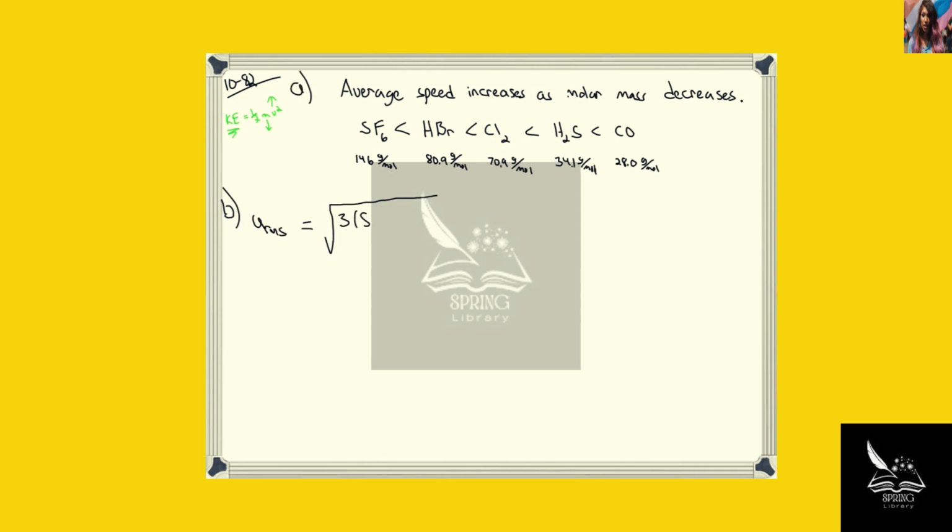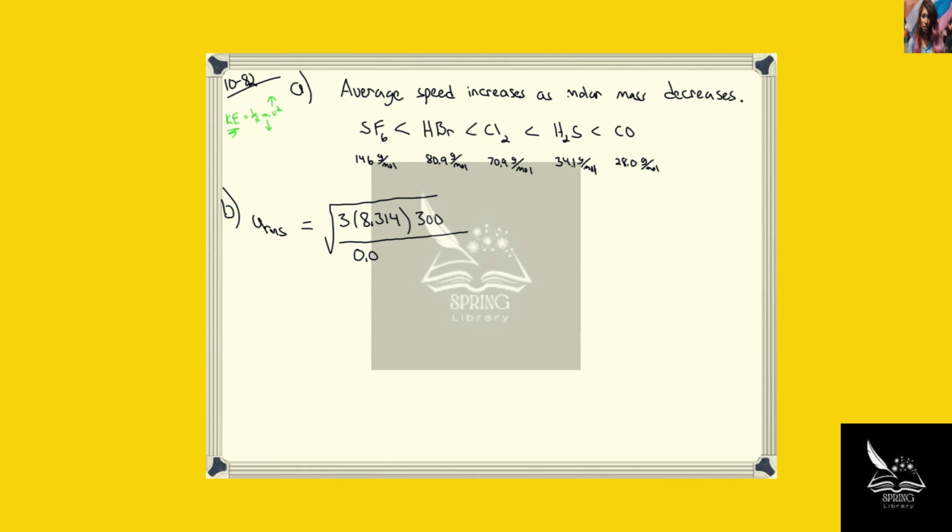Next, you're asked to calculate the root mean squared velocity for just CO and Cl2. So this is just an equation that is provided in your textbook. And the equation is the root mean squared velocity is the square root of 3 multiplied by R, which is the universal gas constant, but you're going to use the value 8.314 instead of 0.08206. This is because we're working with units of energy, multiplied by the temperature in Kelvin, which is provided at 300, divided by the molar mass.